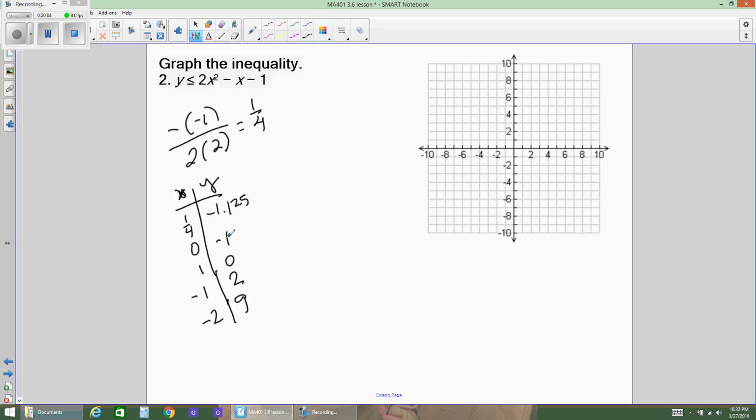Alright, never fear. Still a yucky one, but we can handle it. So 0 is negative 1. 1 is 0. Negative 1 is a 2. Negative 2 is a 9. I really need 2, don't I? I'm going to go back to my calculator again, figure out 2 is a 5.